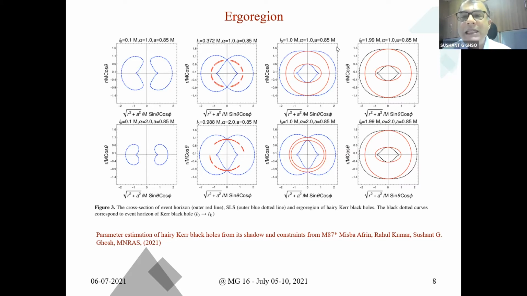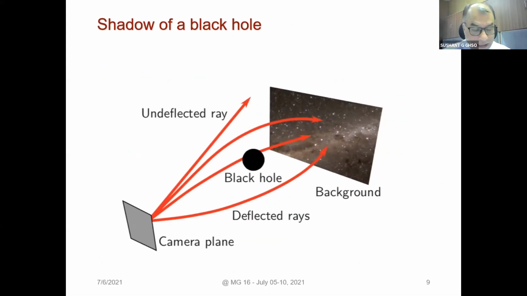So this has consequences on the Penrose process, because the ergoregion gets expanded because of the Hairy-Kerr black hole. So I won't go into detail of that. That is right. So, yeah, let's go back.